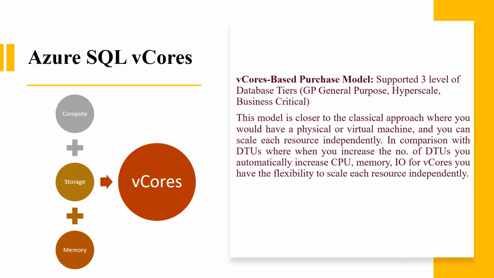So basically, what is the vCore purchasing model, and what are the different purchasing models available when you go to vCore, like general purpose, hyperscale, business critical, serverless. Then we'll compare between the DTU purchasing model and the vCore purchasing model, and also discuss the licensing part.